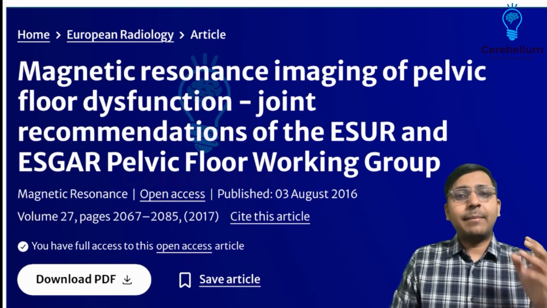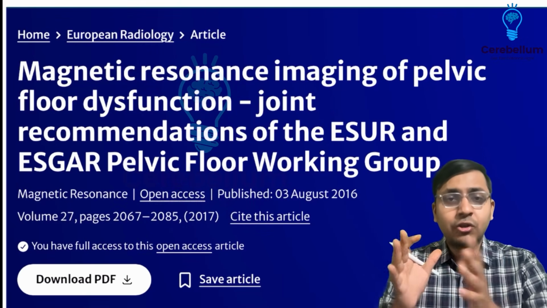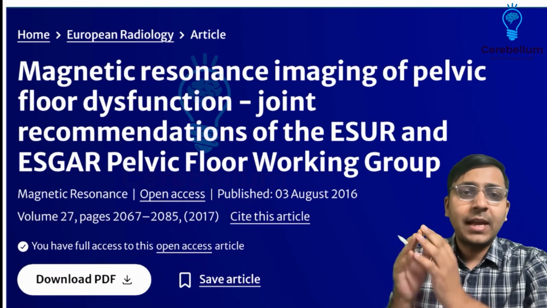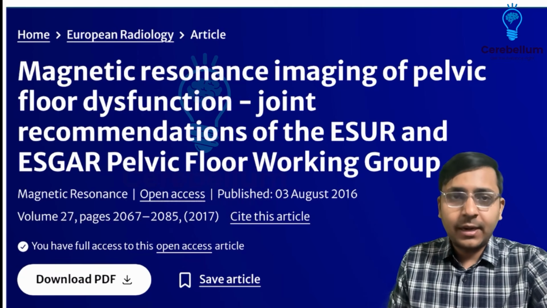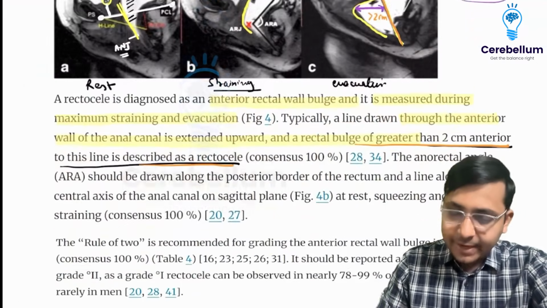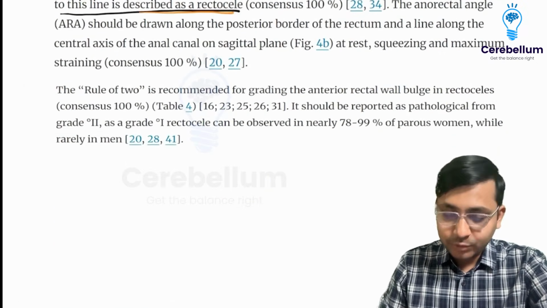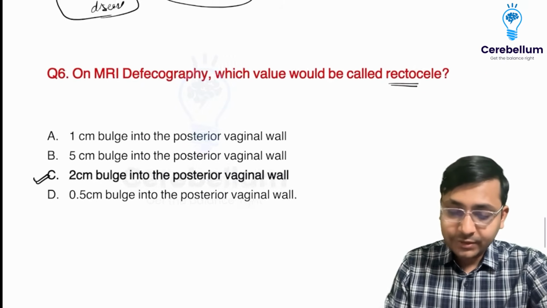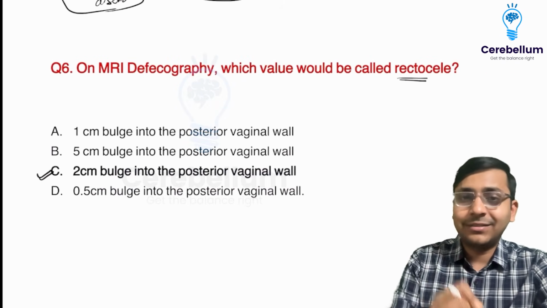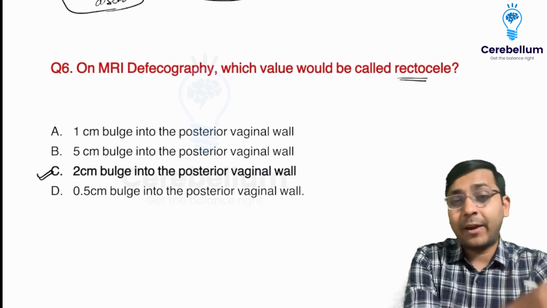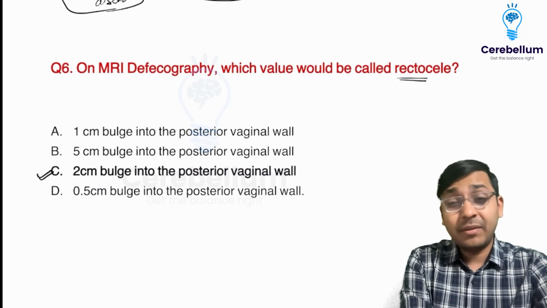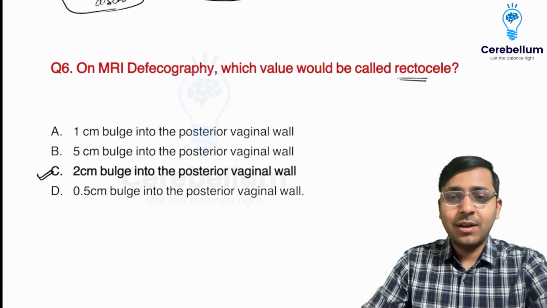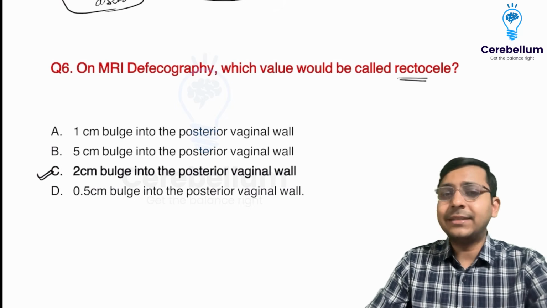This article, the MRI imaging of this, is a joint recommendation of the European Society of Urogenital Imaging and the European Society of Gastrointestinal and Abdominal Radiology, and they define rectocele like this, right? So this was a new question which was asked this time, a very difficult question to be honest. But defecography was asked last time, MR defecography was asked prior to that, right? So yes, it is a PYQ, but I don't expect you to know this at all. It was a very tough question as far as NEET INI-CET is concerned.